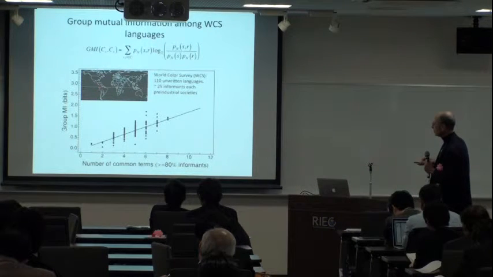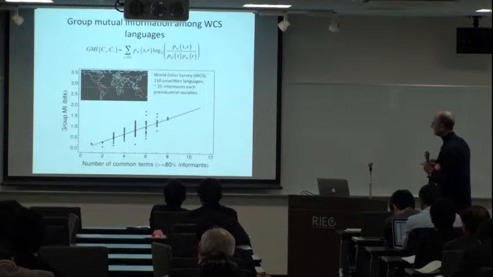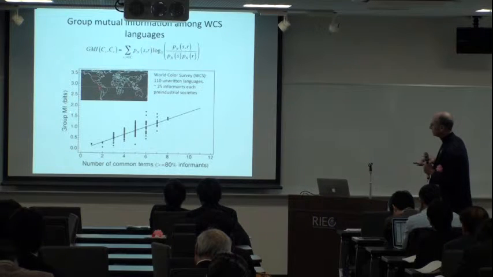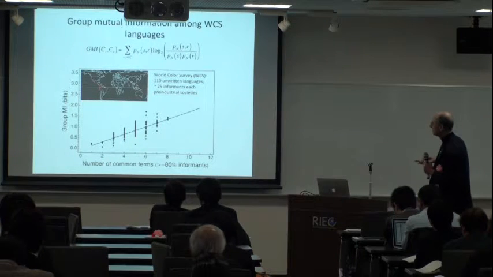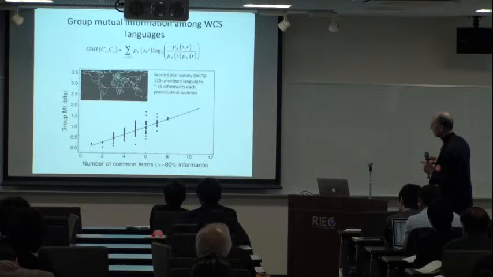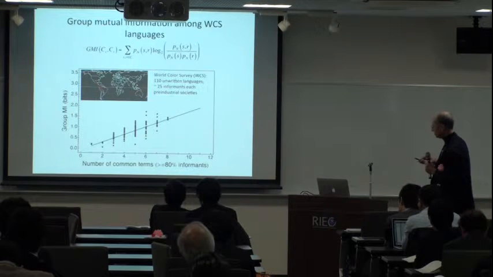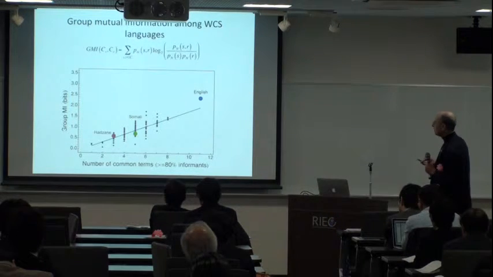Here on the x-axis, we plot the number of common terms that are used in each of these language communities, and on the y-axis is the mutual information. And one of the things that you can see, first of all, is that overall, color coding is relatively low, peaking out at somewhere between 1.5 and 2 bits, regardless of the number of terms that are in common usage within the lexicon.